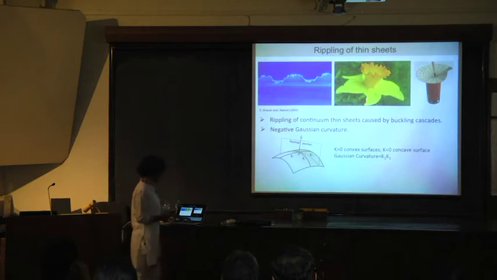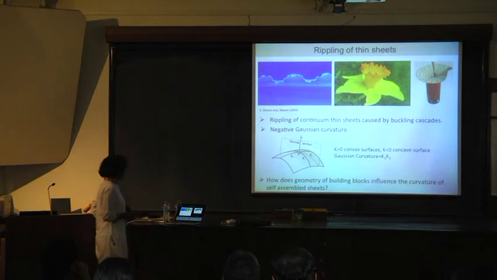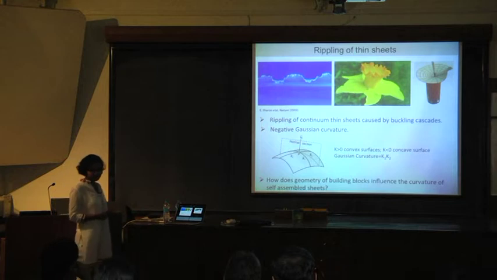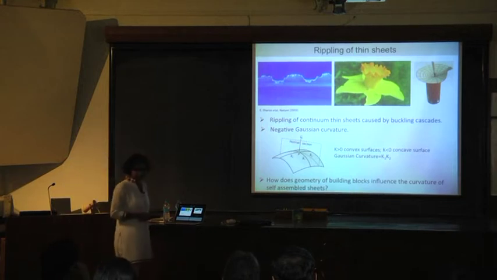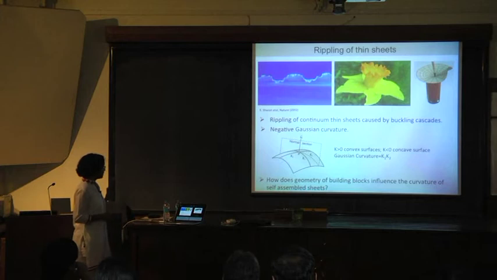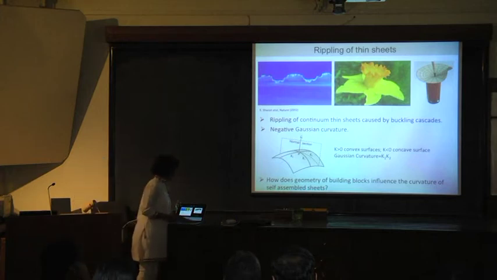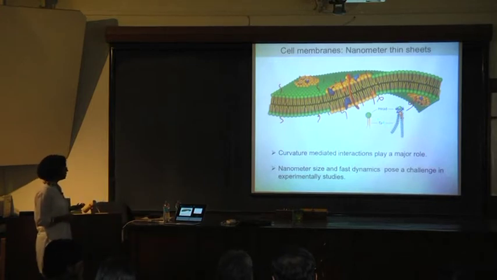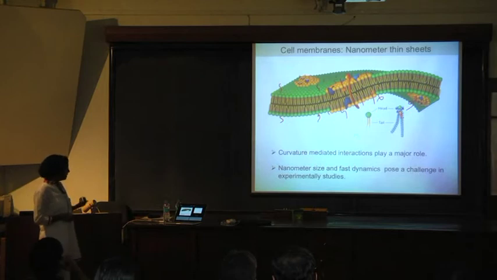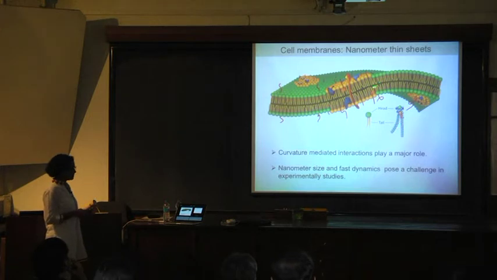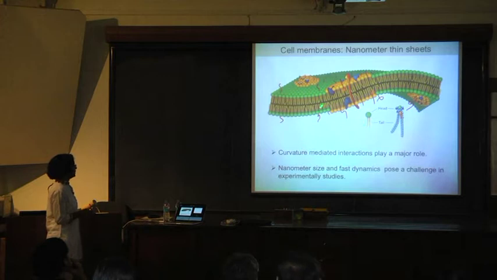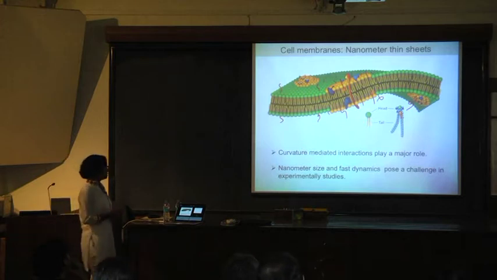So the question that I was interested in was how can I tune the curvature of self-assembled sheets by playing around with the geometry of the building blocks. And one of the most important self-assembled sheets in life is cell membranes, and it's made out of lipid molecules which have a hydrophilic head and a hydrophobic tail. And if you have many such molecules in water, they spontaneously make this bilayer-like geometry where the hydrophobic tails are shielded from the unfavorable solvent.